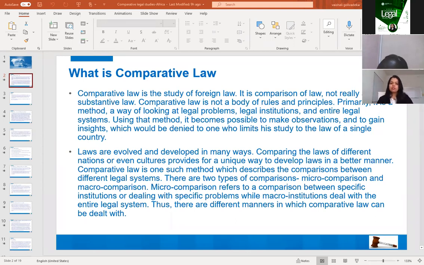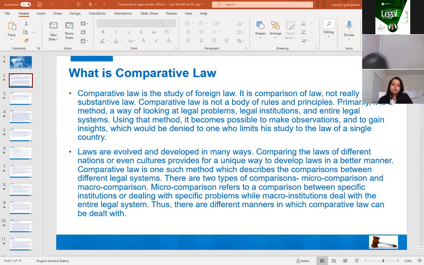Using that method, it becomes possible to make observations and to gain insights, which would be denied to one who limits his study to the law of a single country. If a study is limited to a single country, you will just know the law of your country, but you will not know whether it is a good law or not a very good law. When you compare it with the law of some other country, you realize that we need to make some changes, and that's how it helps the law to grow.